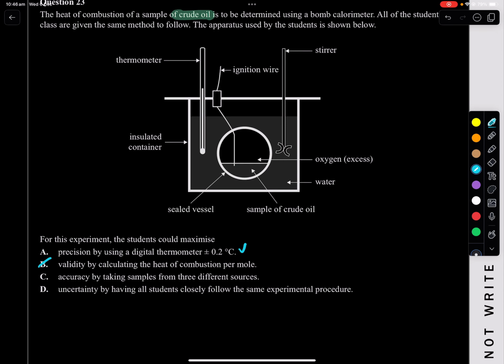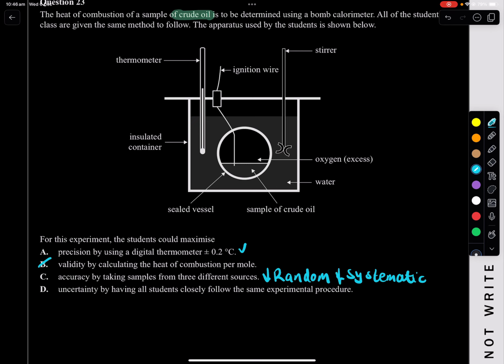C, accuracy by taking samples from 3 different sources. Remember, accuracy is how accurate the data is. So how accurate are the values compared to the true value? That's what accuracy is. Accuracy is all about random error and systematic error. It needs to include both. So if we want to have a very high accuracy, to maximize it, we need to decrease both random error and systematic error.